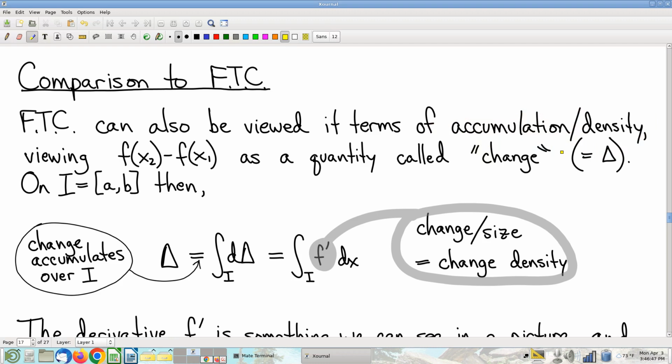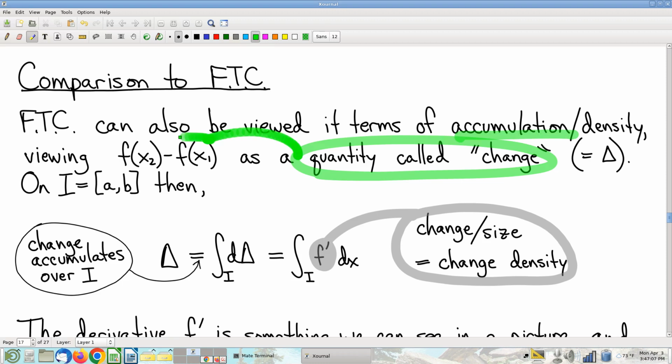I think this is a very valuable point of view in trying to get intuition for Green's theorem and the divergence theorem and the future accumulation theorems that we'll be talking about as we move along. So first of all, what is our accumulating quantity? Our accumulating quantity is what I'm going to call change. It's things that look like this.